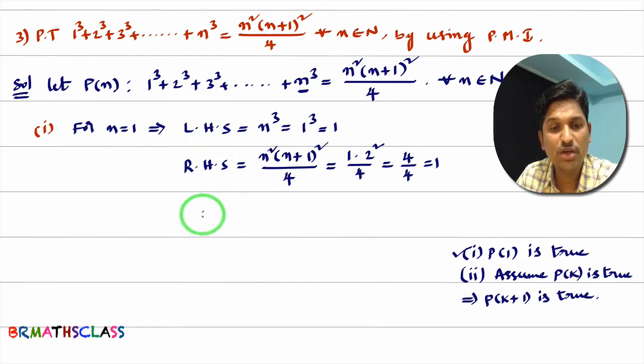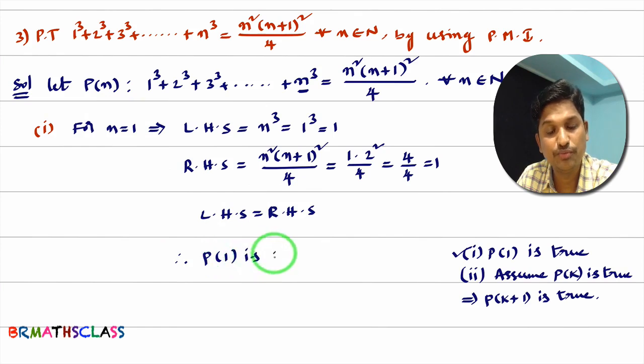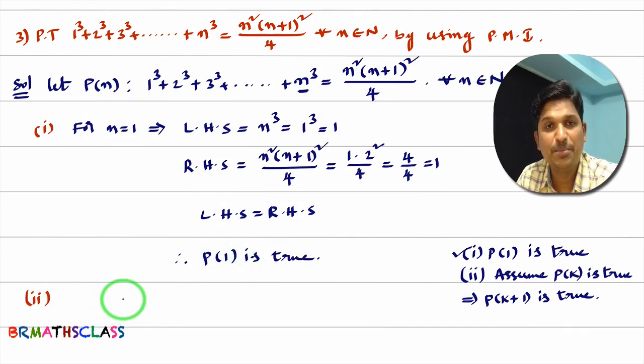So here, what you can write? You can write that LHS equal to RHS. This happened for n equal to 1. So what can I write here? I can write that p of 1 is true. So the first part is completed.